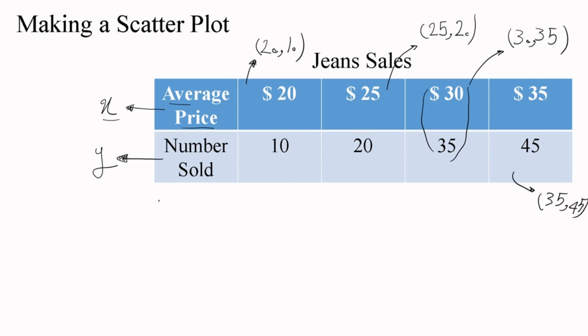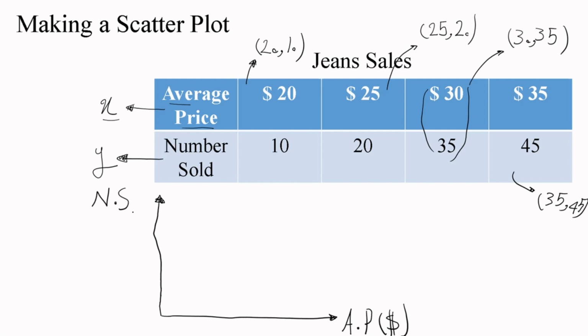Okay, let's draw that. As I told you before, I'm going to draw this in a coordinate plane, and I usually work with the first quadrant because most of the time values are positive. I told you average price is located on the x-axis. So I'm going to label it with a capital P, and inside the parentheses I'm going to write the unit. It is dollars. And on the y-axis I'm going to have number sold. I'm going to show it with NS, and it does not have any unit.